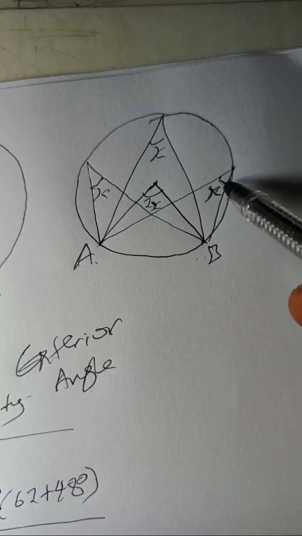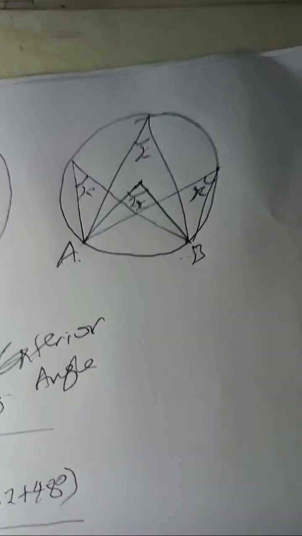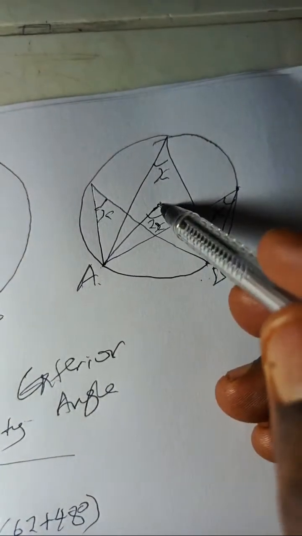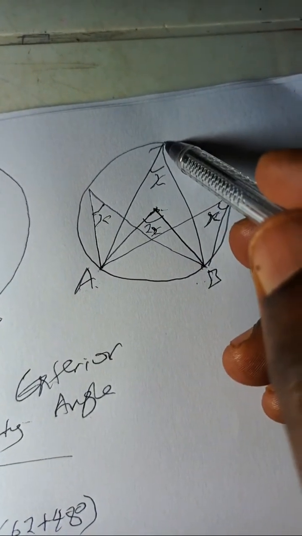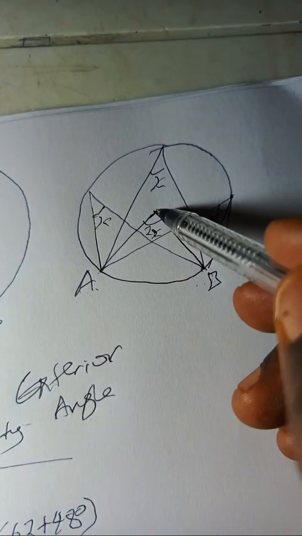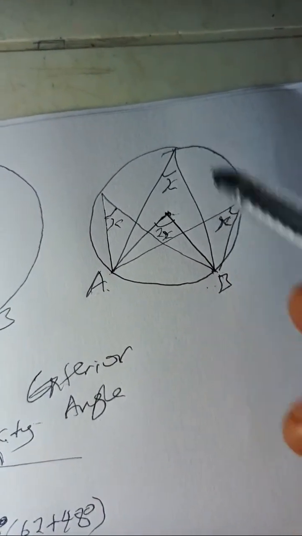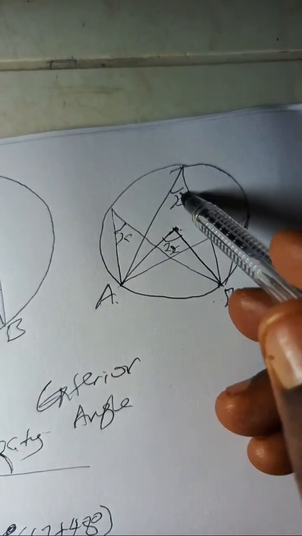So another rule in circle geometry is this. The first rule is what I've explained now. The first rule says the angle that subtends at the center is twice the angle that subtends at the circumference. The one that subtends at the center is twice the one that subtends at the circumference. So let's get that very correctly.